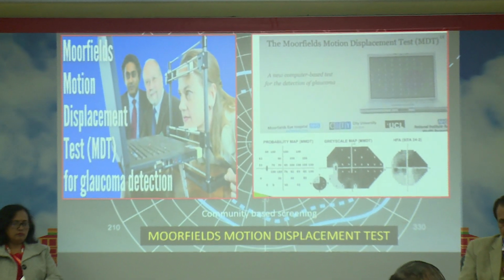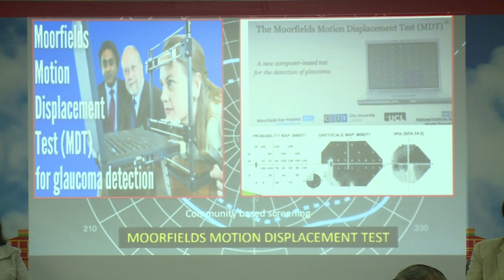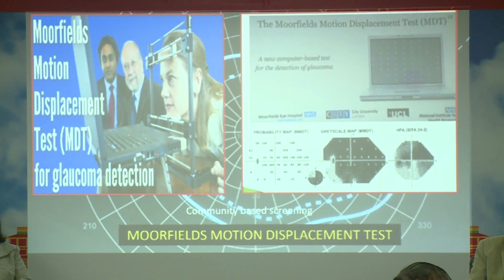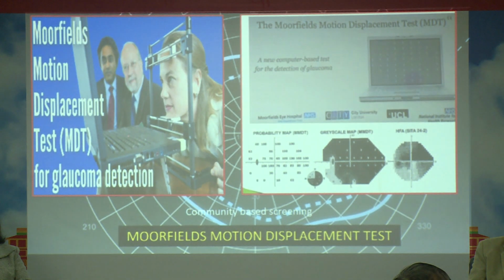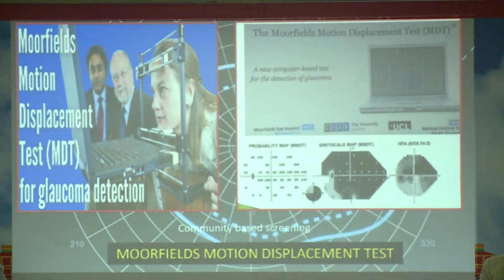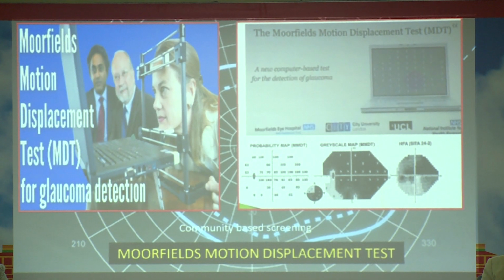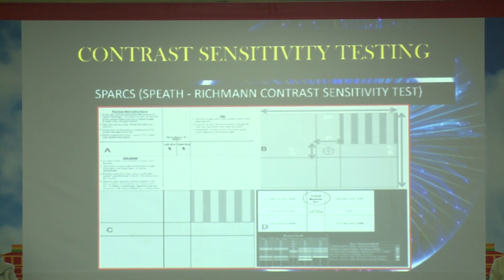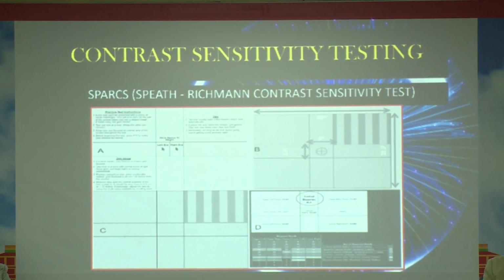Now, the Moorfields Motion Displacement Test is for glaucoma detection or community-based screening. It is a community-based screening procedure. It makes glaucoma detection very easy. Now, contrast sensitivity testing, it is the Smith-Kettlewell contrast sensitivity test. It also gives early detection in chronic open angle glaucoma.